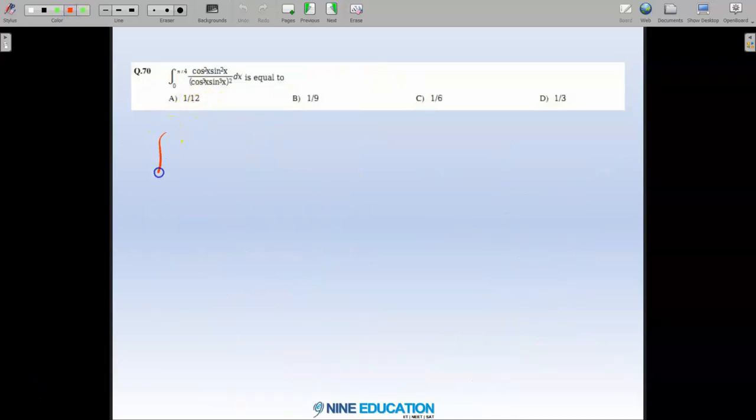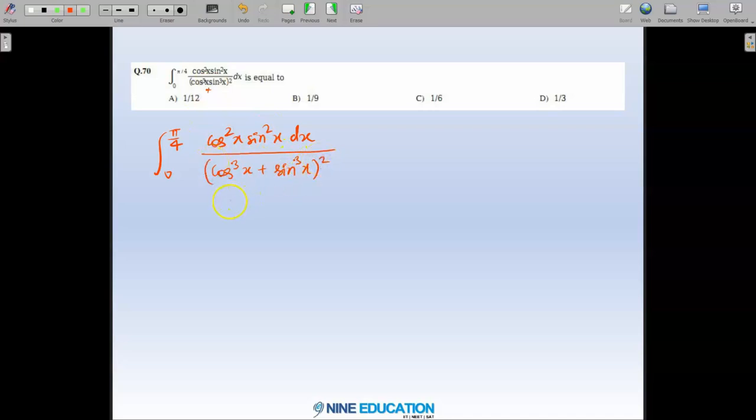Question number 70 is integral 0 to pi by 4 of cos square x sin square x dx divided by (cos cube x, and here it should be a plus sign between cos cube x and sin cube x. So this is plus sin cube x) whole square.